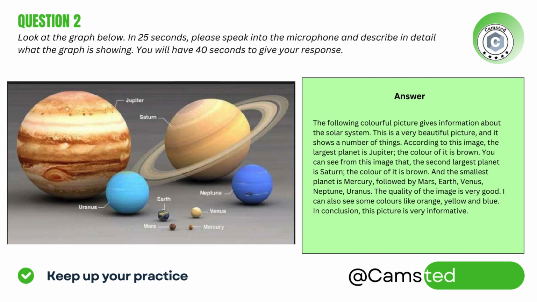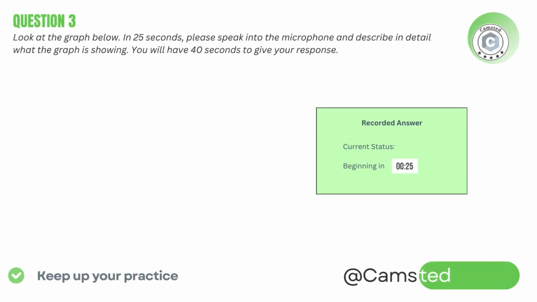And the smallest planet is Mercury, followed by Mars, Earth, Venus, Neptune, Uranus. The quality of the image is very good. I can also see some colors like orange, yellow and blue. In conclusion, this picture is very informative.